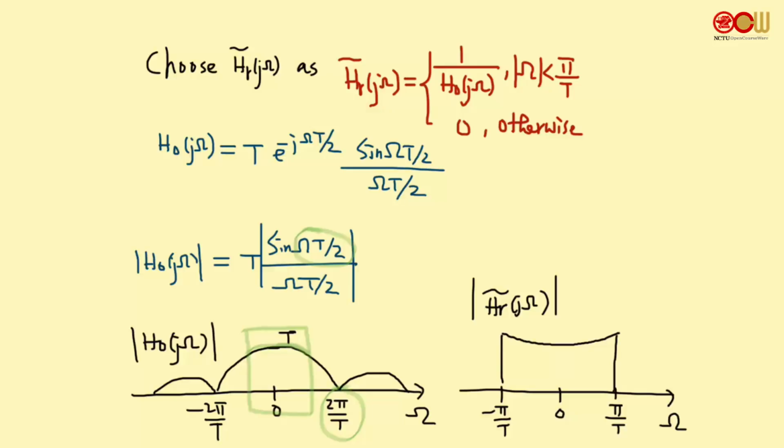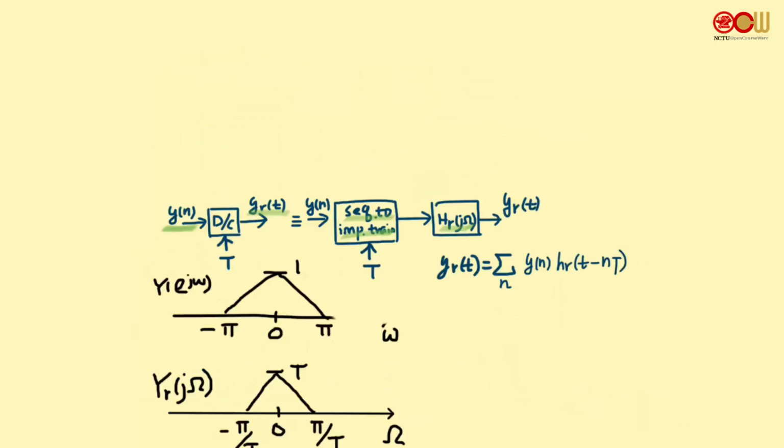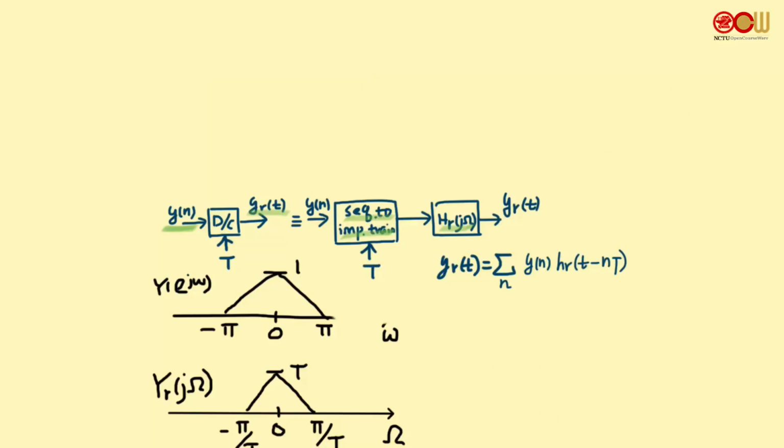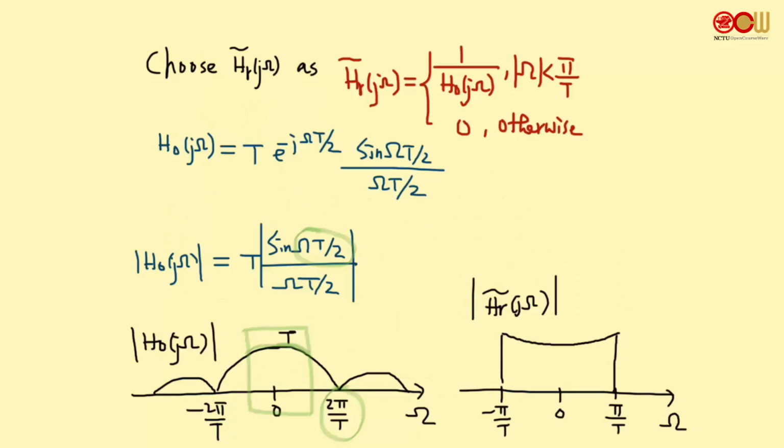Let's not forget that the ideal reconstruction filter HR has a height T. So here it should be T, and here is a T as well. So when you take T divided by T, the value here will be 1.